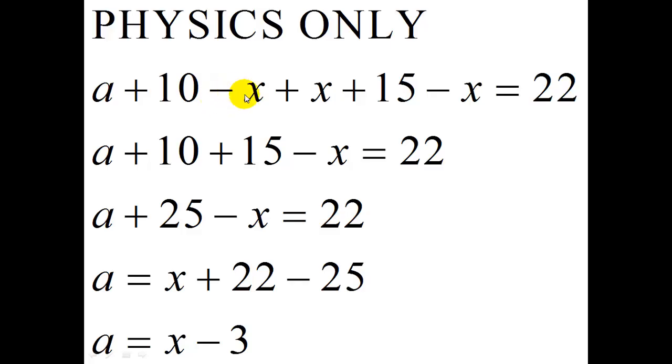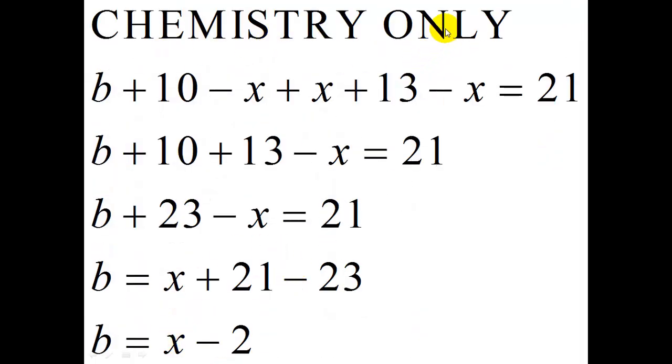Now, minus x plus x will give us 0. So we have a plus 10 plus 15 minus x equals 22. And 10 plus 15 equals 25, so we have a plus 25 minus x equals 22. Because we are making a the subject, minus x on the left becomes plus x on the right-hand side. Already we have 22 on the right, so we have plus 22. But plus 25 on the left becomes minus 25 on the right. And so a equals x minus 3. That's the number of students who read only physics.